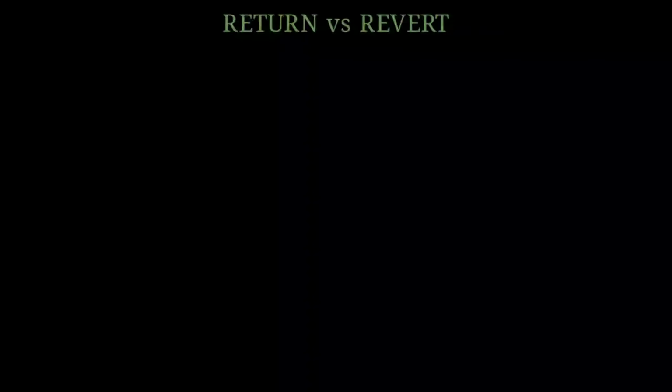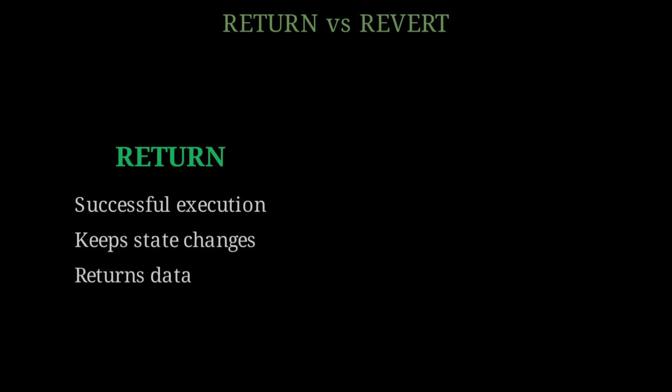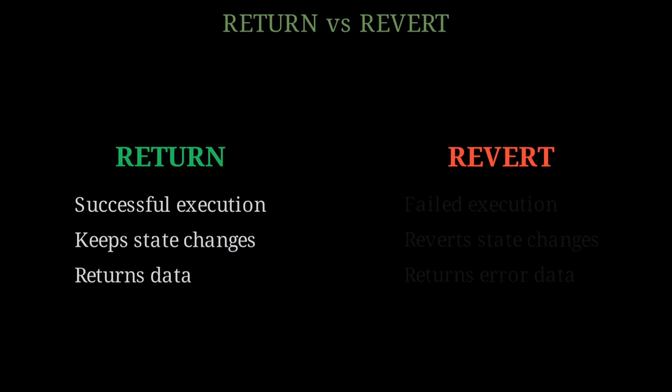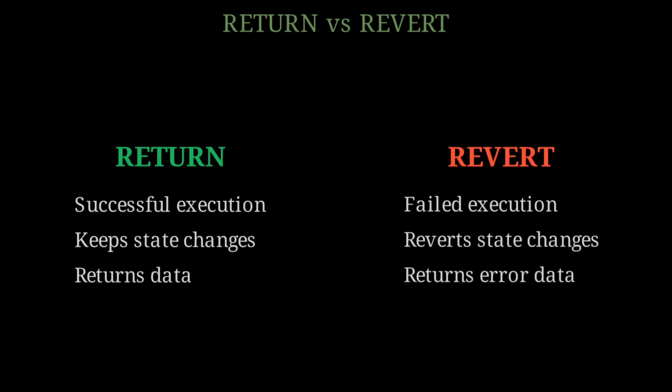Now there's another opcode that behaves similarly. It's called revert. Return is used for successful execution. It keeps all state changes and returns data. Revert is used when something goes wrong. It rolls back all state changes but still returns data.